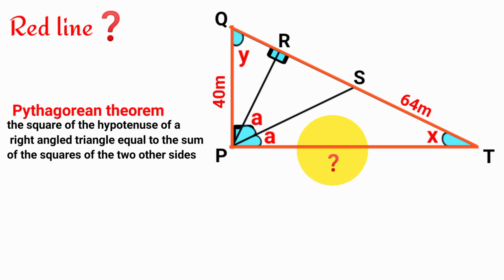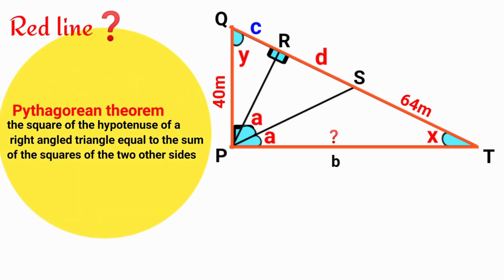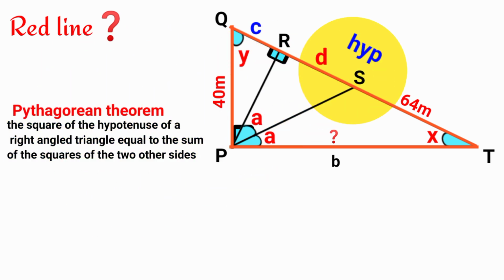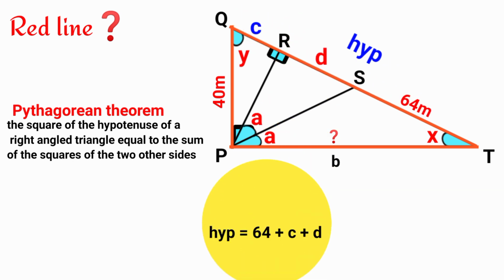Assume the length of this side PT to be B, that of this segment to be C, and this segment D. The Pythagorean theorem states that the square of the length of the hypotenuse of a right angle triangle is equal to the sum of the squares of the length of the two other sides. The hypotenuse is the side facing the right angle, which is this here. So its length is the sum of this 64 meters, this C, and this D. So hypotenuse equal to 64 plus C plus D.